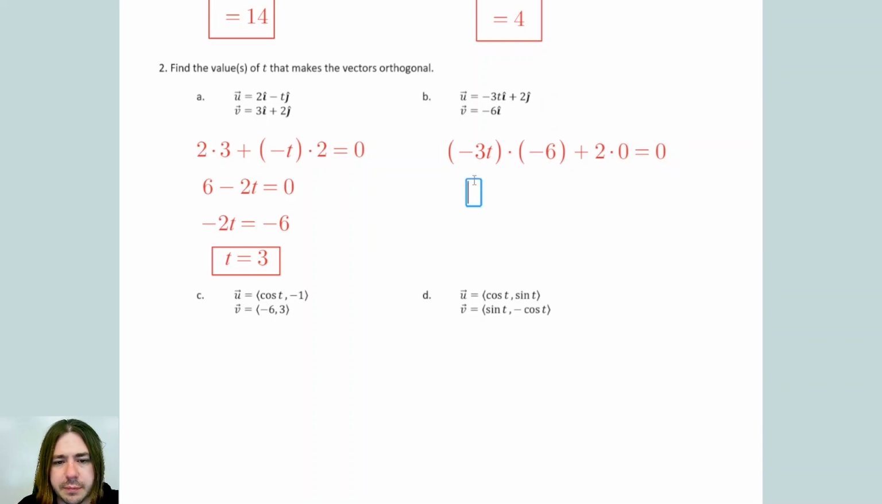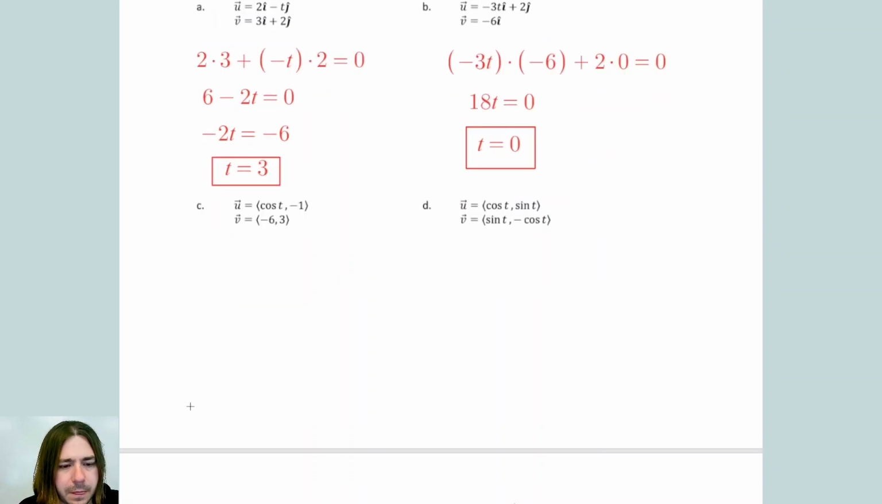So let's clean that up. Negative 3 times negative 6 is going to be 18, and then we still have the t, plus 0 is just nothing, equals 0. So dividing both sides by 18 here is going to result in t being 0. So if t is 0, then those two vectors will be orthogonal.